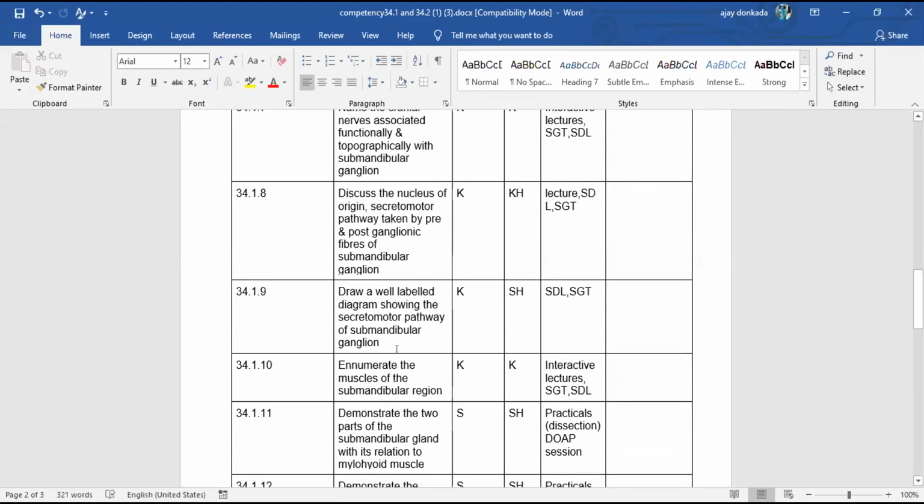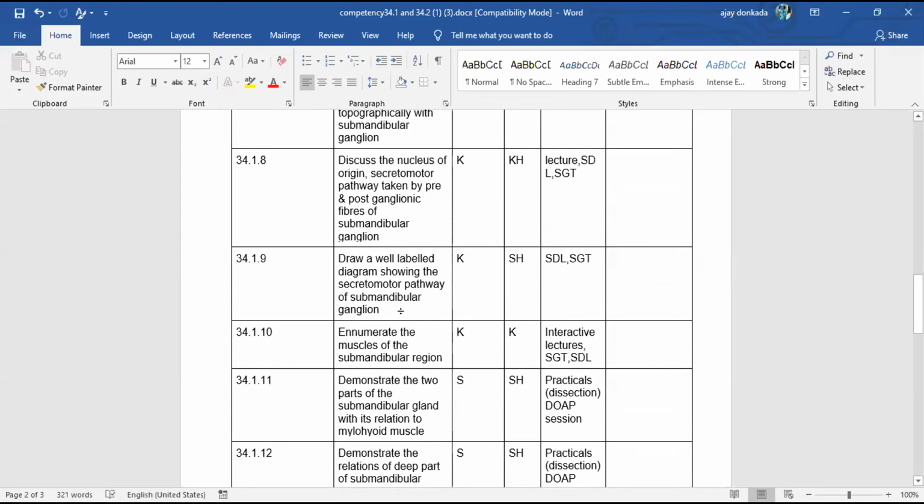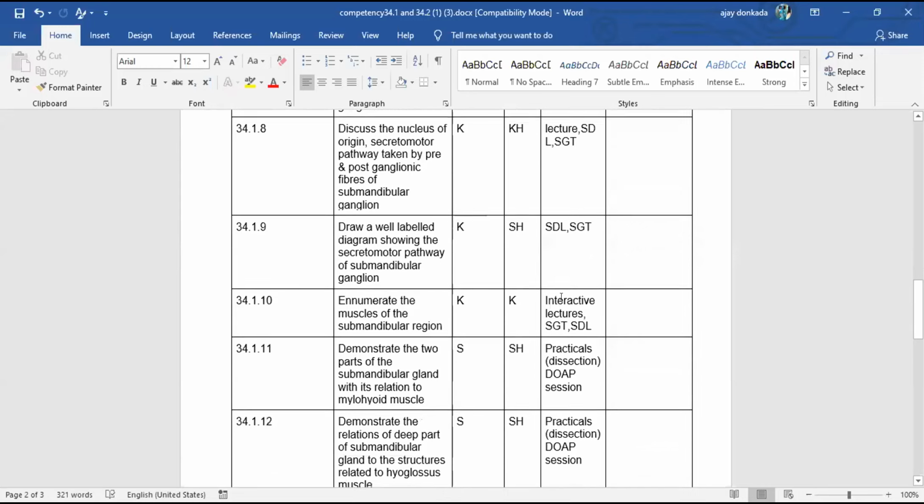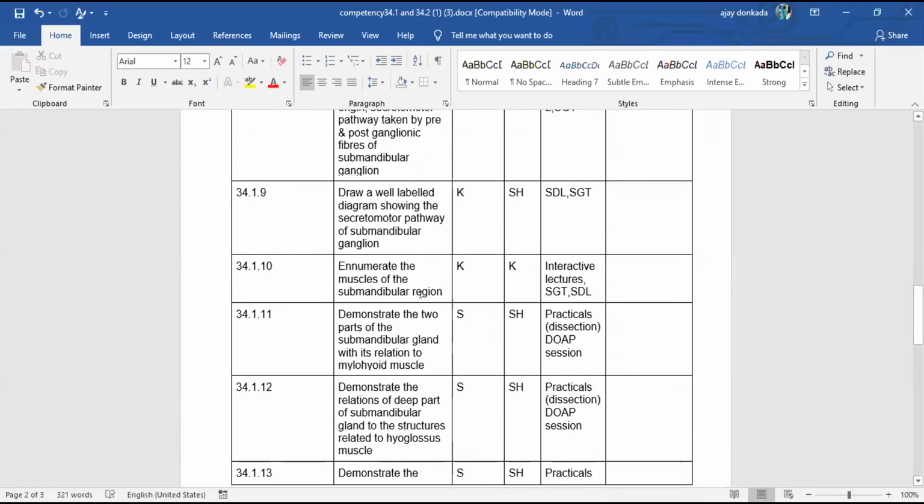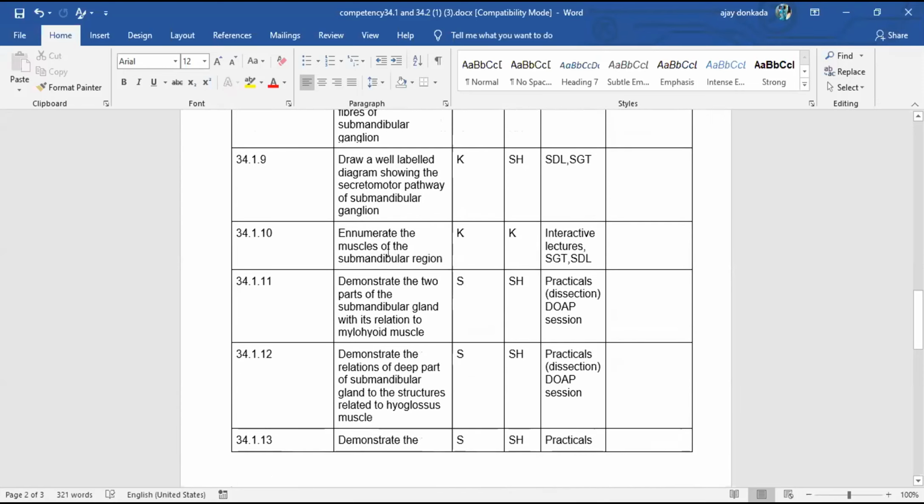And the ninth SLO, draw a well-labeled diagram showing the secretomotor pathway of the submandibular ganglion. Domain is K and level is SH. And the teaching learning methods would be SDL or small group teaching. And the 10th SLO, enumerate the muscles of the submandibular region. And the domain would be K and the level is K. And teaching learning method would be an interactive lecture or a small group teaching or self-directed learning.